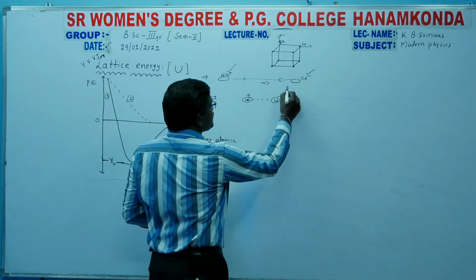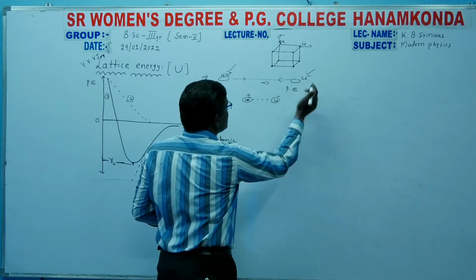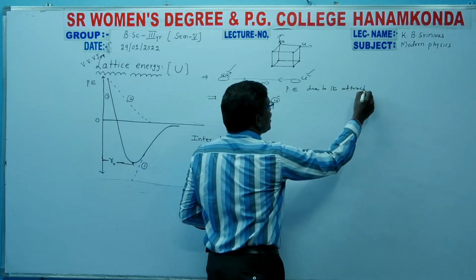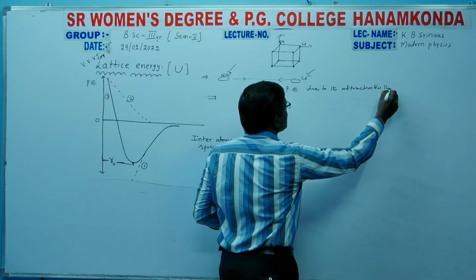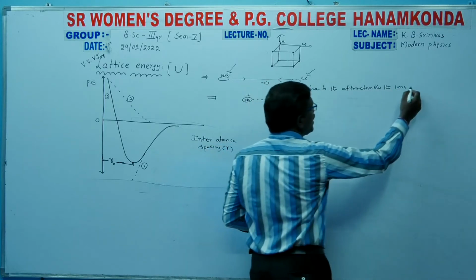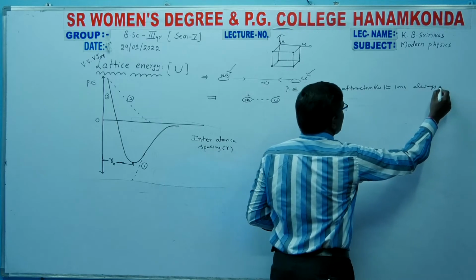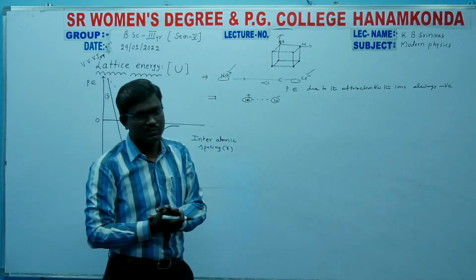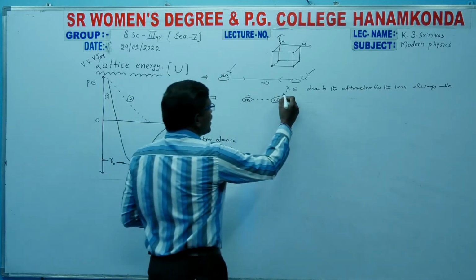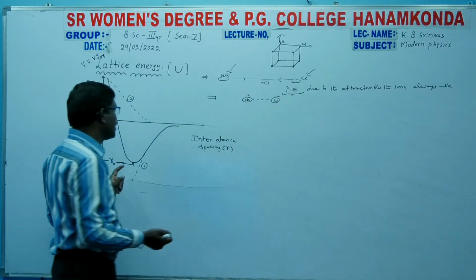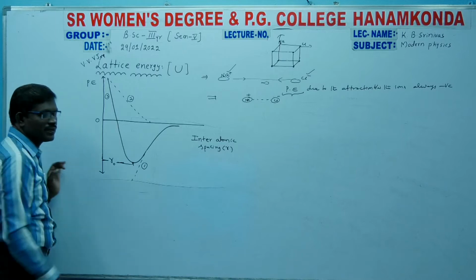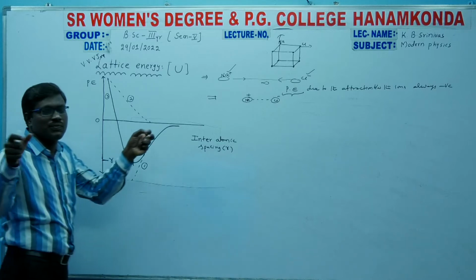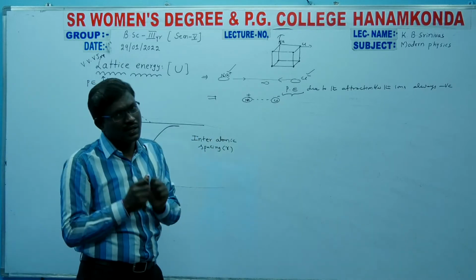Potential energy between the two ions due to the attraction between the ions is always negative. Potential energy is always negative when the force acting between the ions is an attraction force. And that negative potential energy, in this graph, I have represented by curve 1. Curve 1 represents the potential energy due to attraction of these two dissimilar ions.